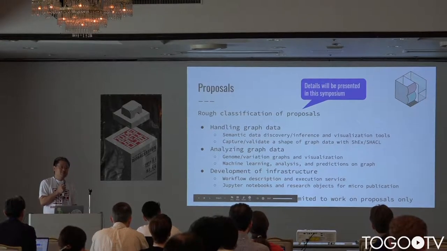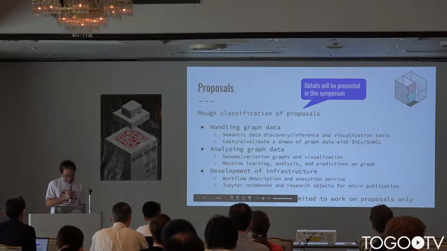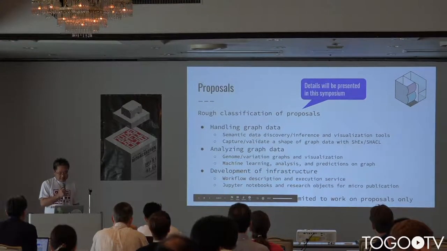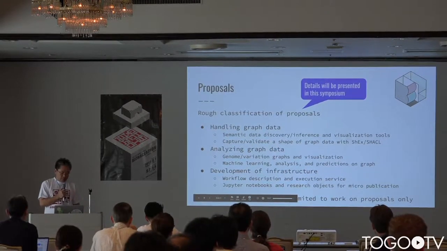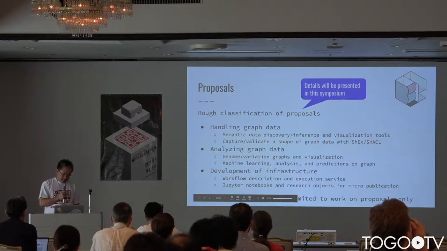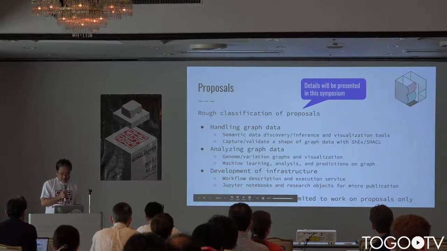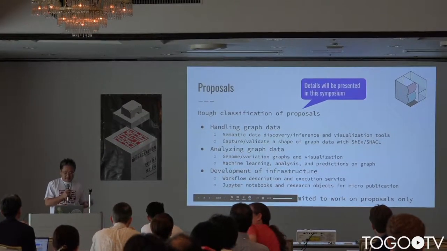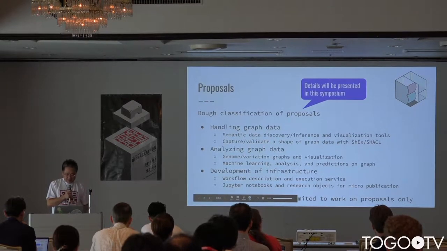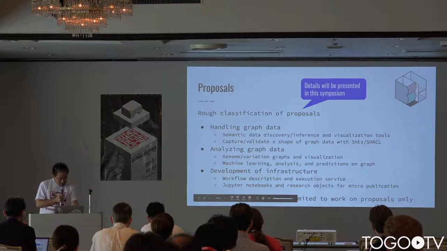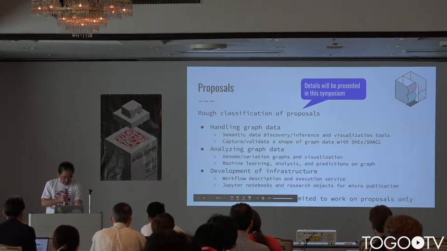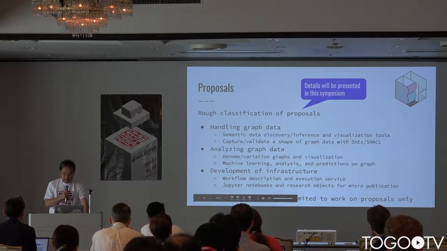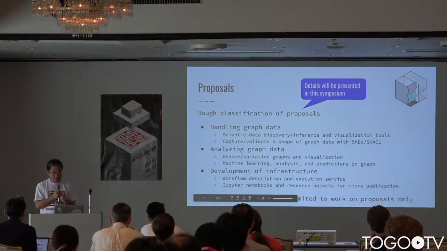Okay, so here is my last classification of proposals. Some might be wrong or some might be missed, but basically I categorized them into 3 areas. One is handling graph data. The people who submitted proposals on semantic data discovery or data inference and visualization tools, or capture or validate the shape or subpart of graphs by using SHACL or ShEx technologies. And analyzing graph data is on the genome graphs and visualization, and also on machine learning or analysis or making predictions on graph data.